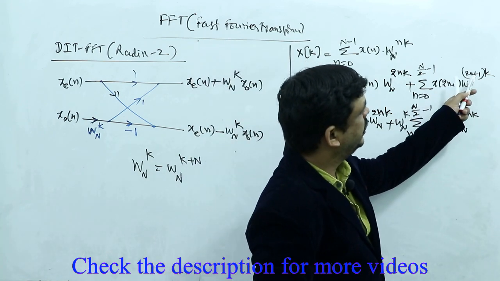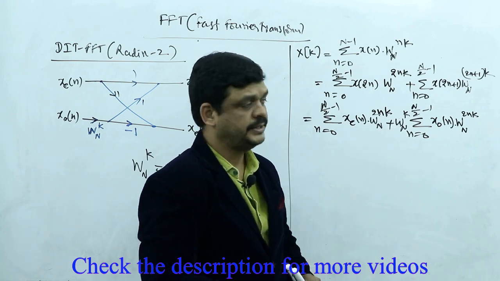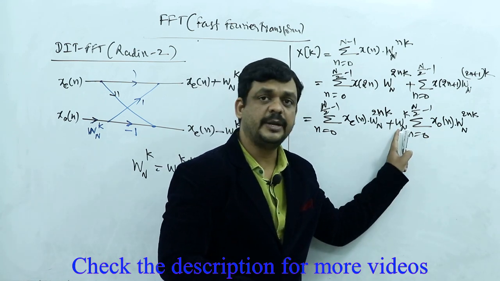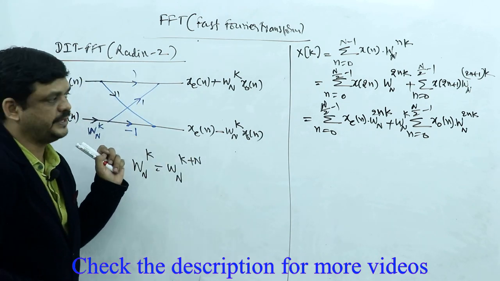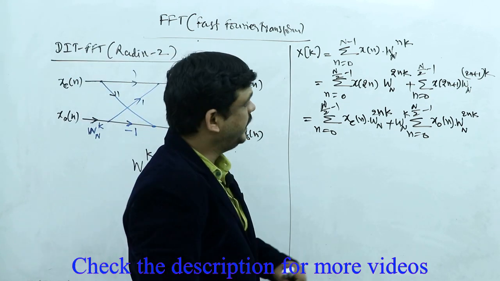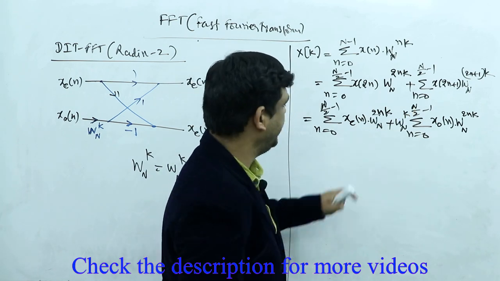Here W_N to the power of k I wrote outside. The odd function always multiplies with the twiddle factor, so that part I wrote like this. And here we have to take n from 0 to N/2 minus 1. Here the power of 2 is there, and this 2 I am writing here.